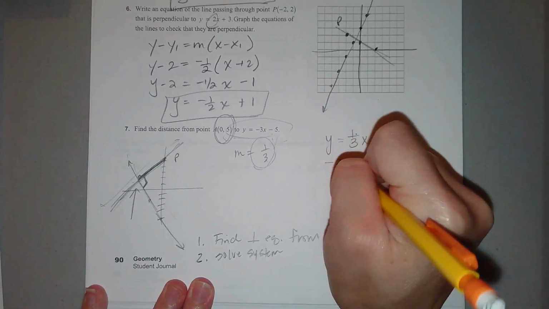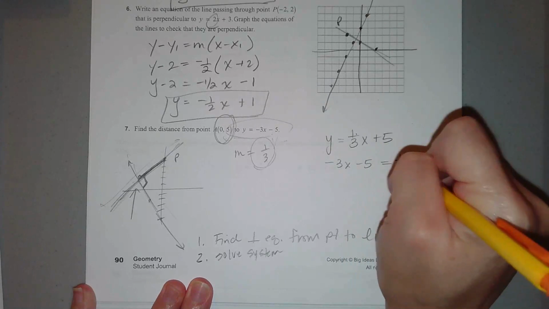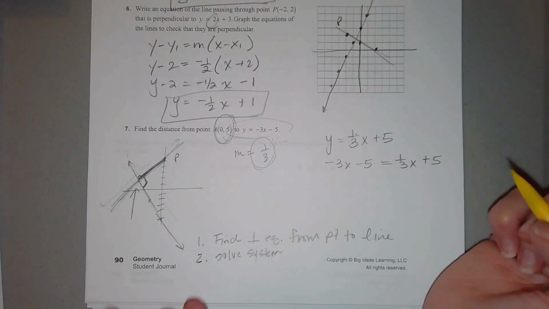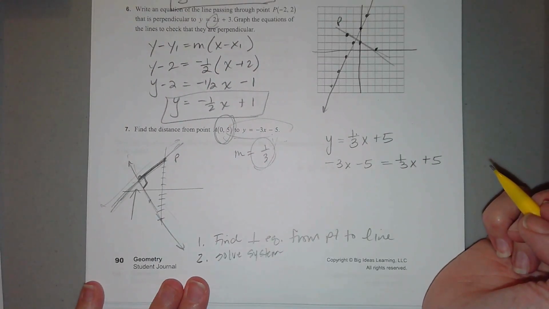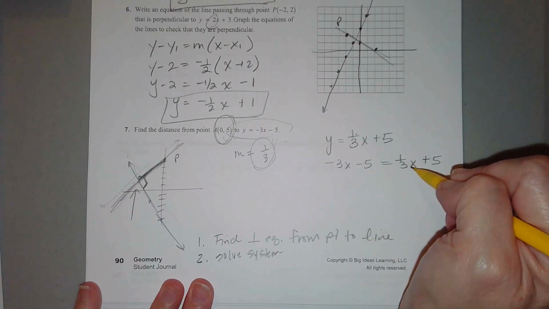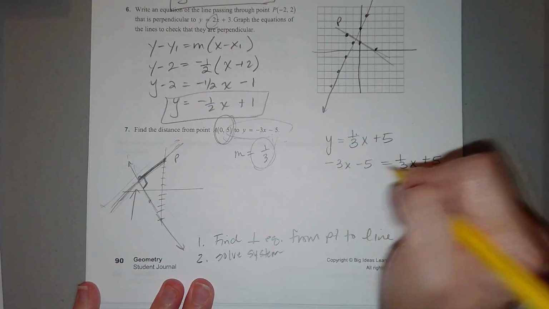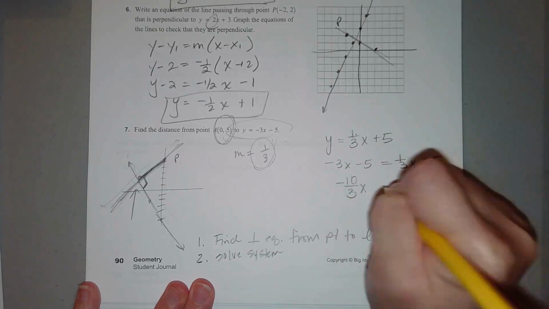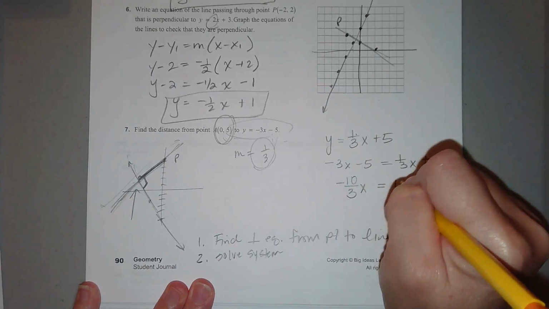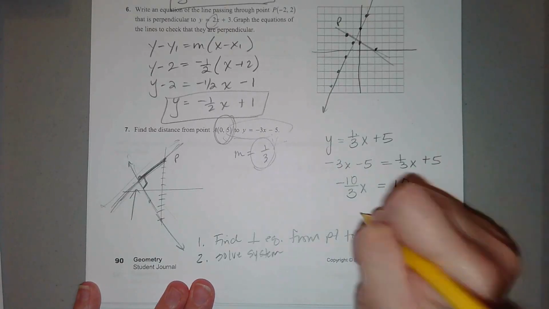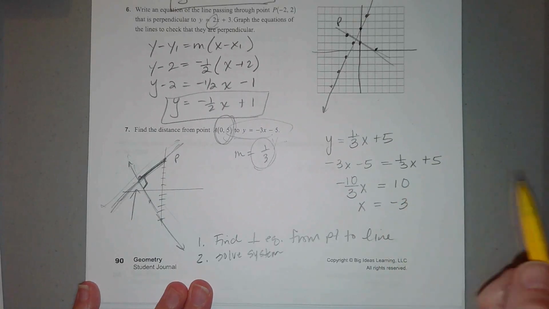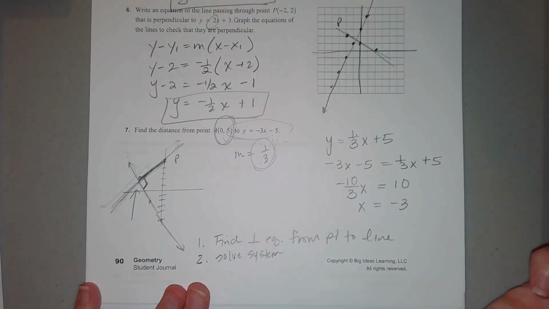So negative 3x minus 7 has to equal 1/3 x plus 5. This is using that substitution property that you talked about so much in Algebra 1. I'm going to solve this system. If I subtract 1/3 x from both sides, I get negative 10/3 x. Then if I add 5, I get 10. And then if I multiply both sides by -3/10, I get -3. So I get an x value of -3.